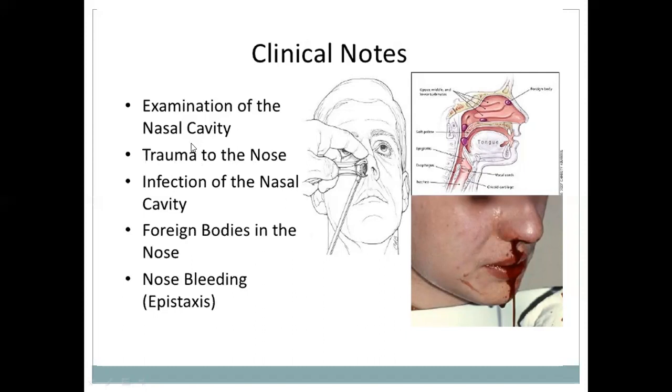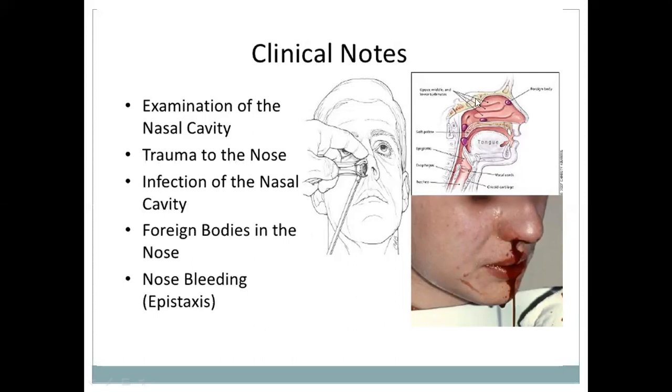The nose has a very rich blood supply, so any trauma to the nose leads to bleeding. Five arteries supply it: the anterior ethmoidal artery, the posterior ethmoidal artery, the sphenopalatine artery, a bigger branch of the maxillary artery, the greater or lesser palatine arteries, another branch of the maxillary artery, and the septal branch of the facial artery, which supplies the septum and the columella. So any trauma to the nose leads to epistaxis, or bleeding of the nose.